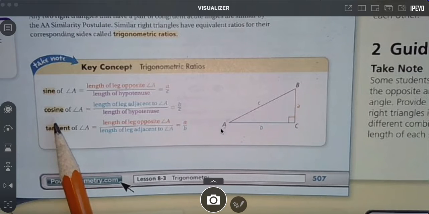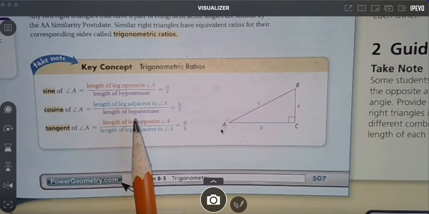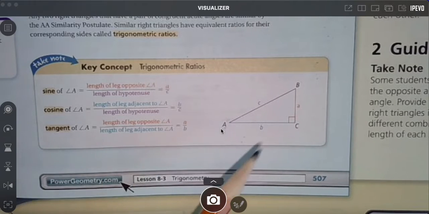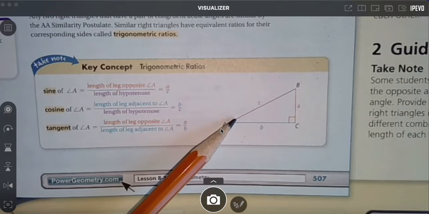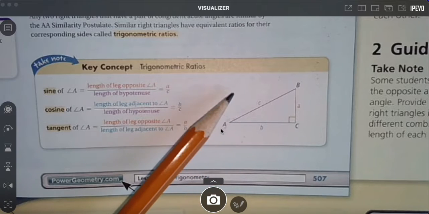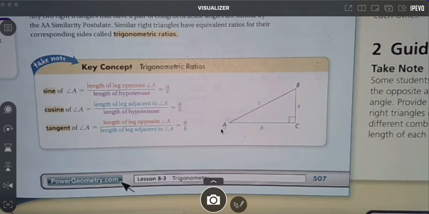Cosine, that's another trig function, and tangent. Cosine is adjacent over hypotenuse, and they want me to, again, start at angle A. So if I'm right here, what side is adjacent to it? What side is next to it? B, and the hypotenuse is C. On this triangle, every time the hypotenuse is C. Do we kind of see that?